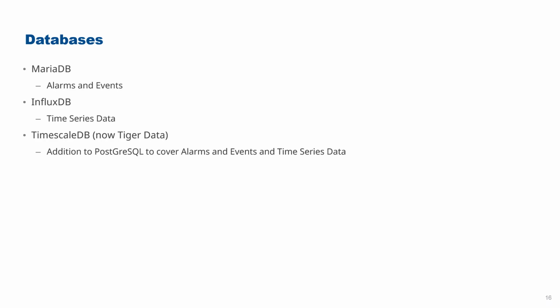So the benefit now is we can have a single database for both alarms and events and time series data. And because of the way it's developed, it also offers better performance than MariaDB or InfluxDB. So for future applications, I definitely recommend using Timescale or Tiger Data. And we keep MariaDB and InfluxDB for legacy purposes, but new applications should probably use Timescale.